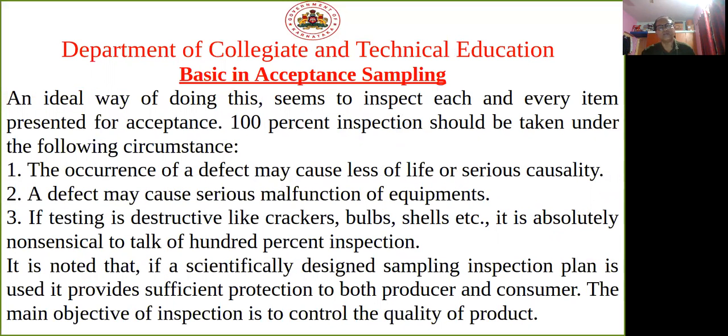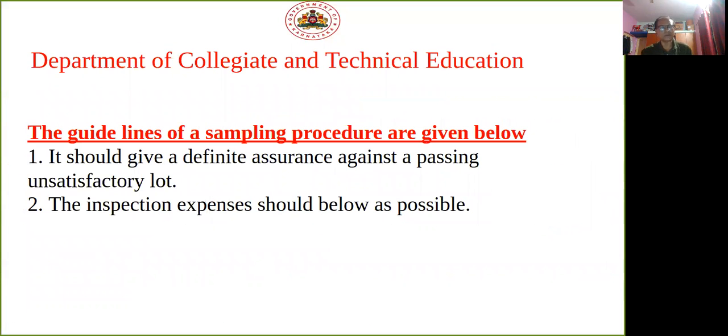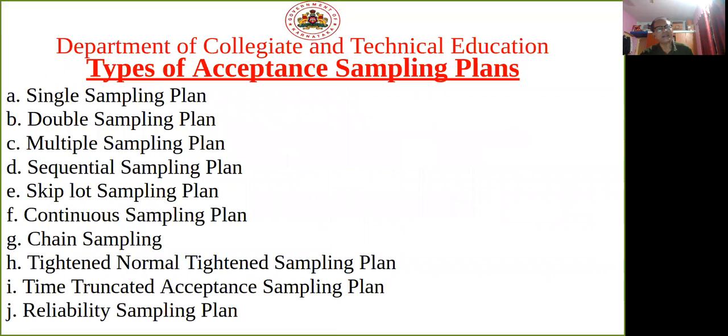Then we studied some basics of acceptance sampling, and then some guidelines. As I've told you, for the unsatisfactory lot, the lot that has been rejected, we need to give an assurance. Sometimes a lot may be rejected but may have good items, so it's a loss for the customers. Before rejecting any lot we have to give that assurance, and the inspection expenses should be as low as possible. And at the end we studied the types of acceptance sampling.